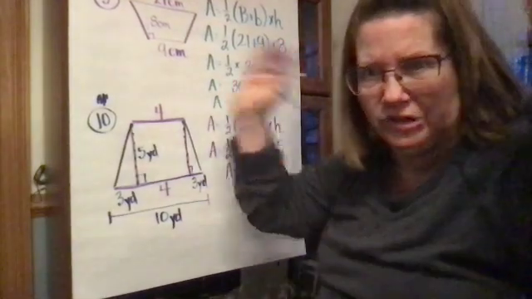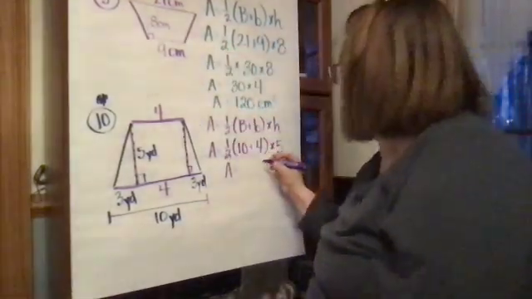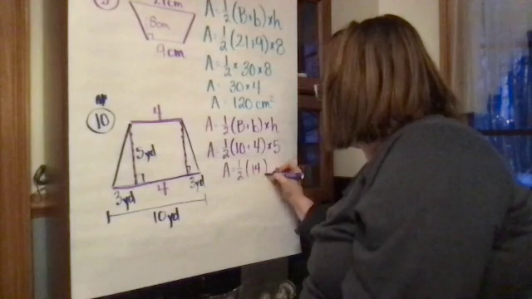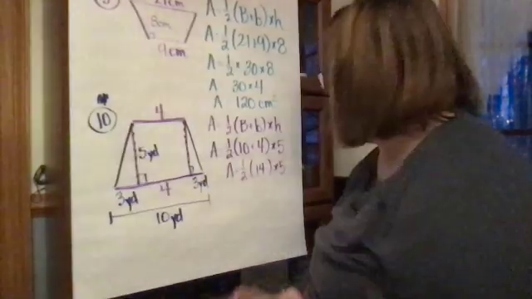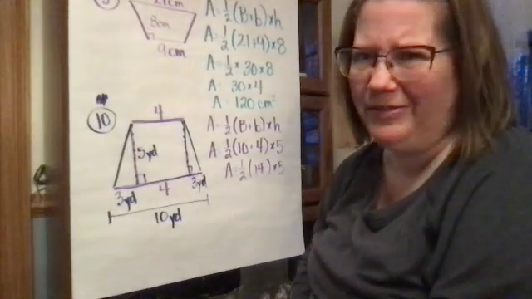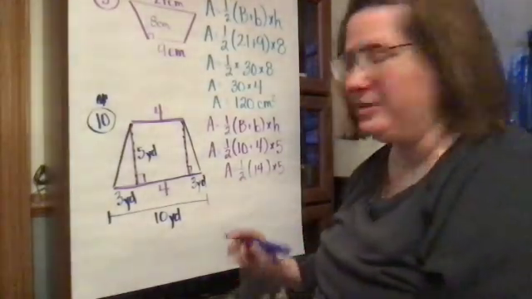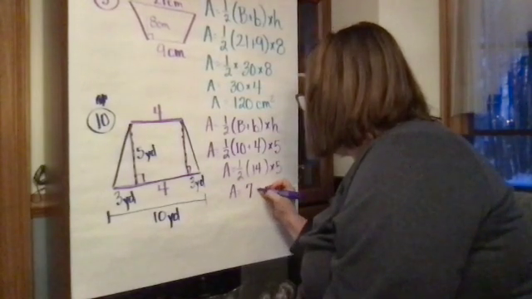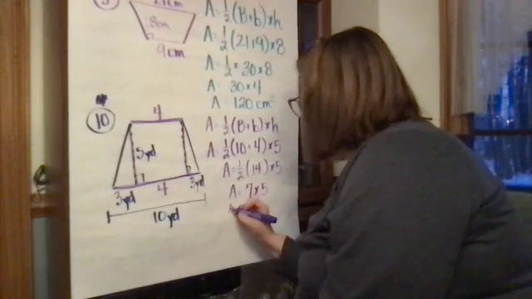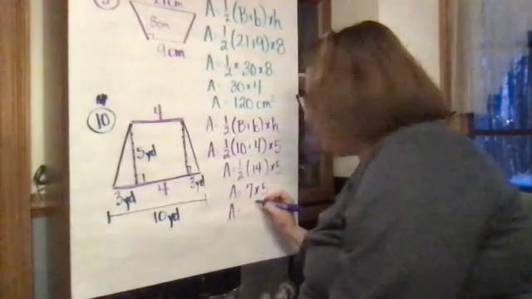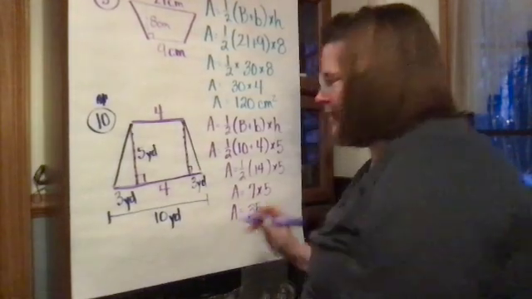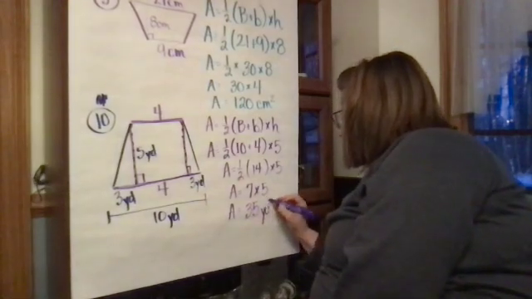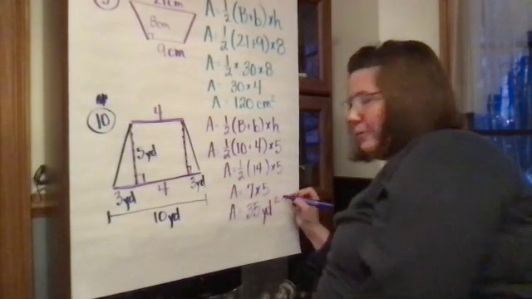The first step, do this part first. Don't forget. 10 plus 4 is 14. Half times 14 times 5. Well, can I do half of 5? Half of 5 is a little tricky. I don't really want to do that, but I can do half of 14. So now I've got A is equal to half of 14 is 7. 7 times 5. A is equal to 35. I need a label on here. I have yards. I'm going to go ahead and put my yards here. I know because it's area, it's going to be yards squared.